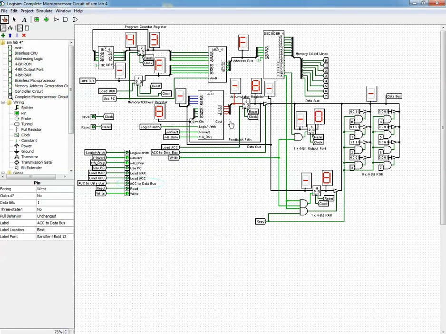How do I do this? By treating this memory unit as a memory unit that I want to read from. So I set read equals 1 and write equals 0.